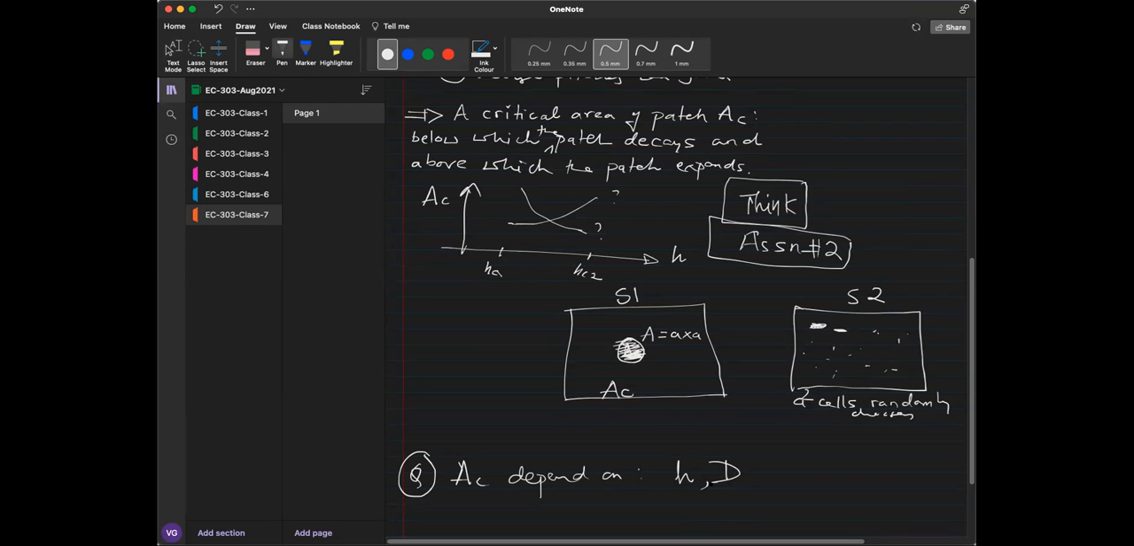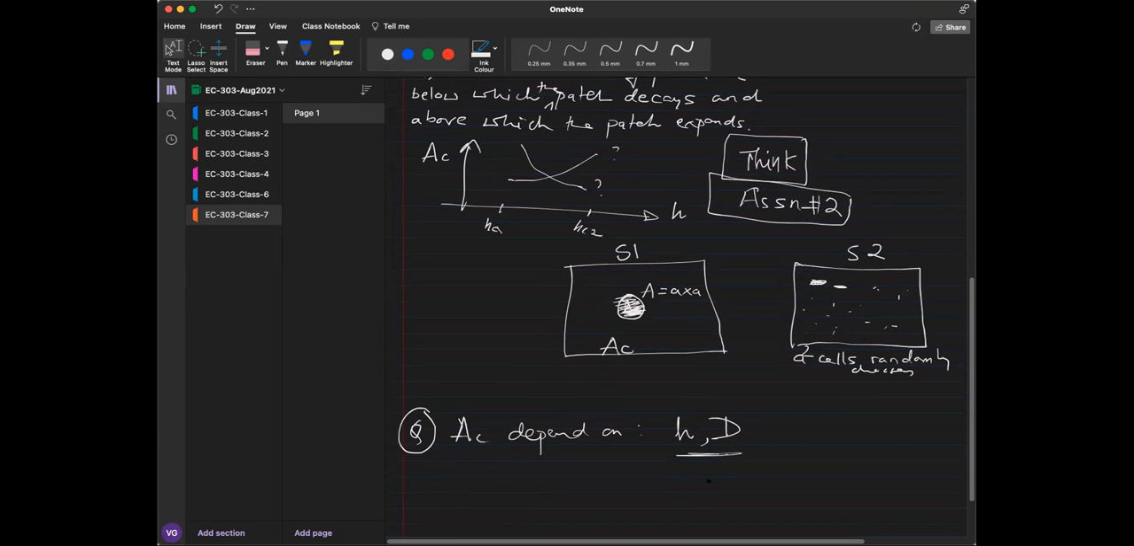Because diffusion constant determines the rate of spread. And then second, another thing it depends on will be the geometry that it shows. So all these three things actually determine the value of AC.